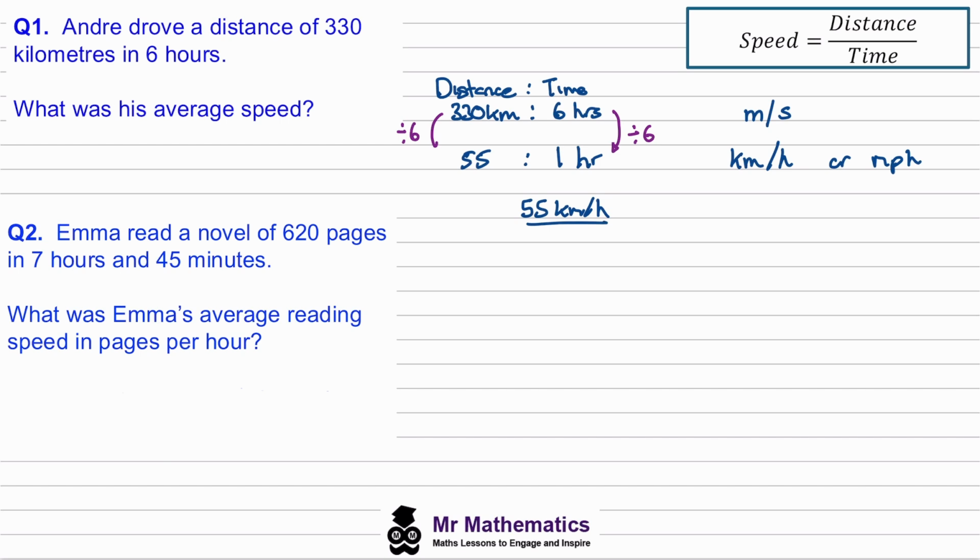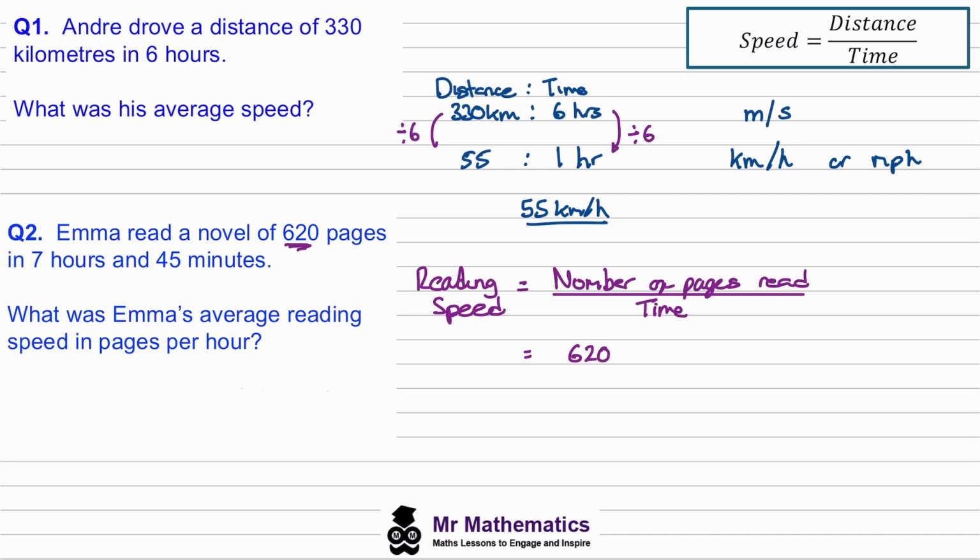Okay? For question 2, Emma read a novel of 620 pages in 7 hours and 45 minutes. What was Emma's average reading speed in pages per hour? So we'll need to adjust our equation for this context. So the reading speed will be the number of pages read in place of distance divided by time. We're told she covers 620 pages.